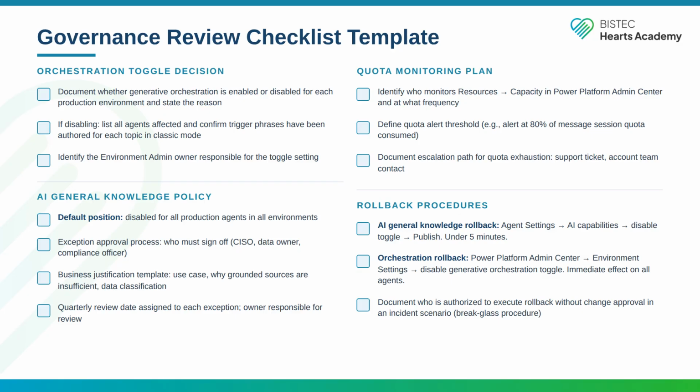Rollback procedures section. AI General Knowledge Rollback: Agent Settings, AI Capabilities, Disable, Publish, under 5 minutes. Orchestration Rollback: Power Platform Admin Center, Environment Settings, Disable Toggle, immediate effect on all agents. Both need a named break glass authority, the individual who can execute rollback in an incident scenario without waiting for standard change approval.